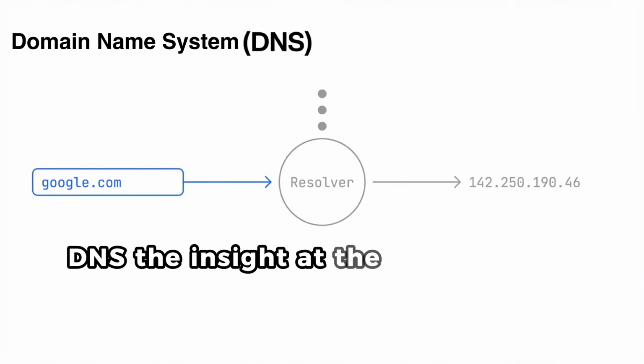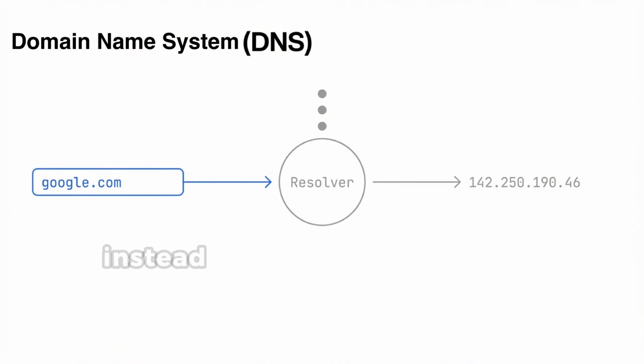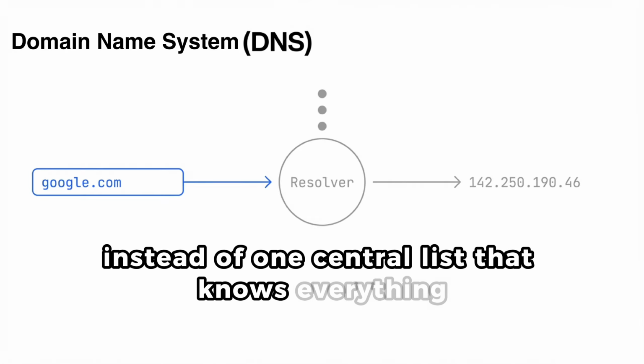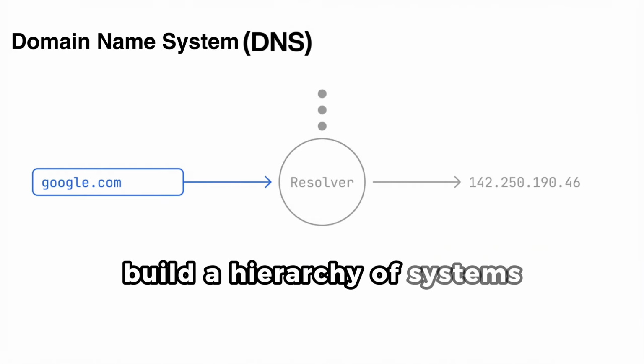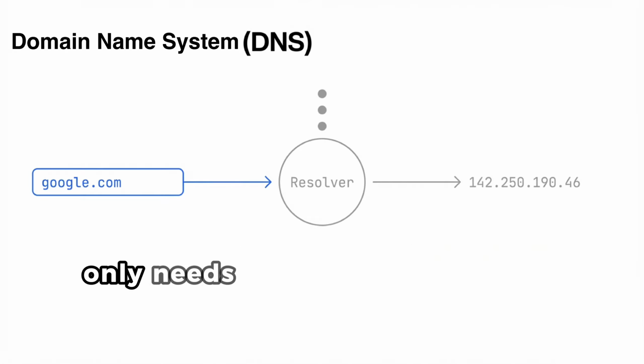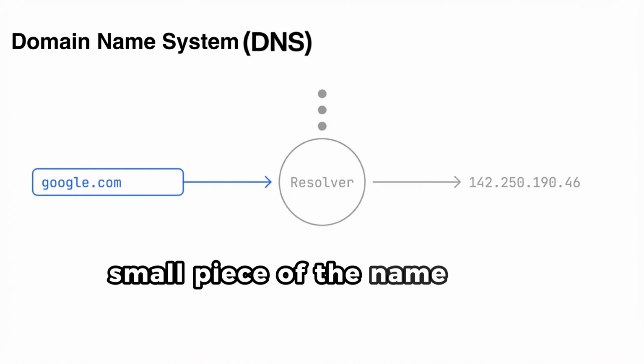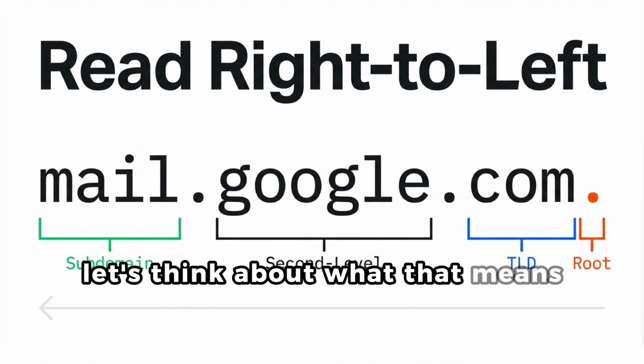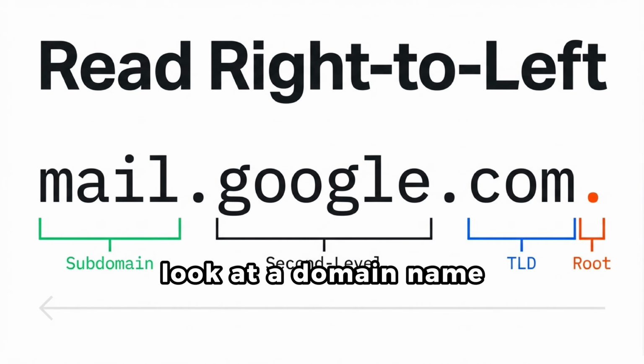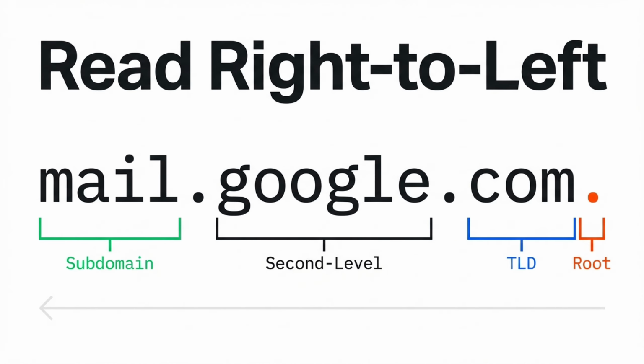The insight at the heart of DNS is this: instead of one central list that knows everything, build a hierarchy of systems where each part only needs to know about its own small piece of the namespace. Let's think about what that means. Look at a domain name. Let's use mail.google.com as our example.